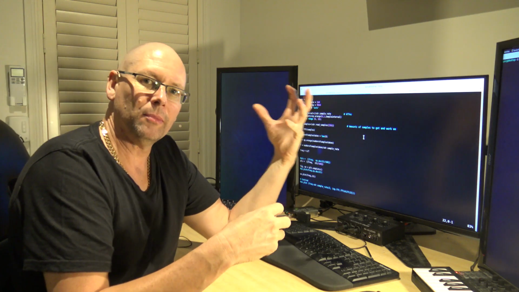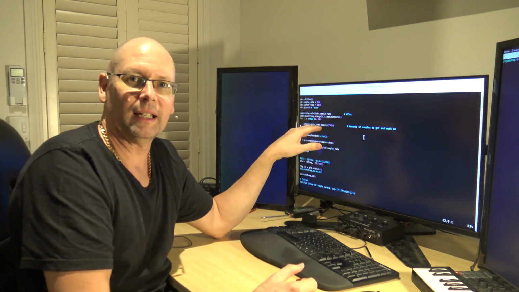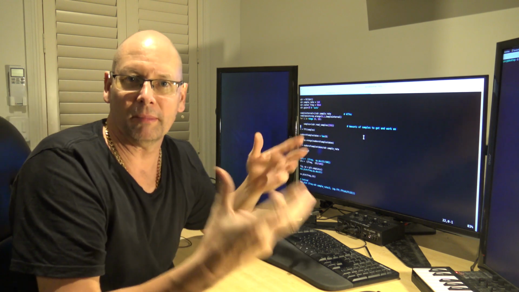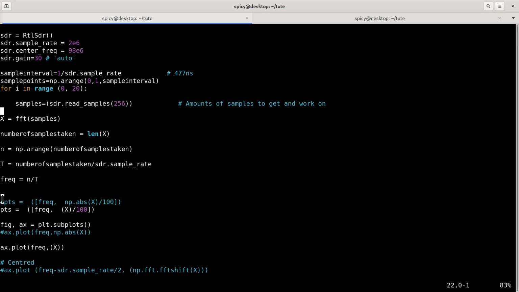So what's going to happen is, from the samples that I grab from the receiver, FFT is going to create the frequency bins of the frequency components in there. So it's pretty tricky. Then what I'm going to do is just plot it to a graph.